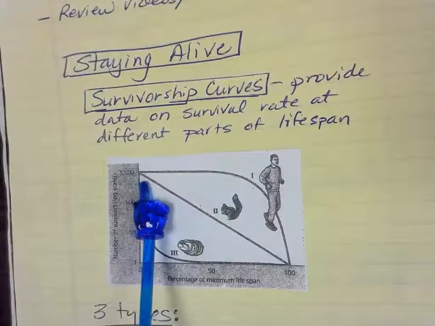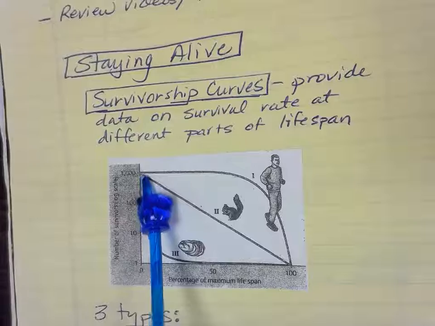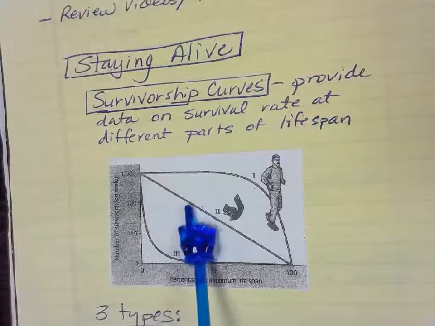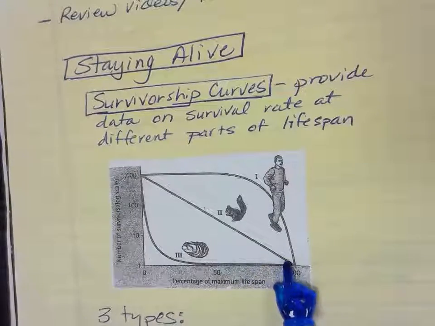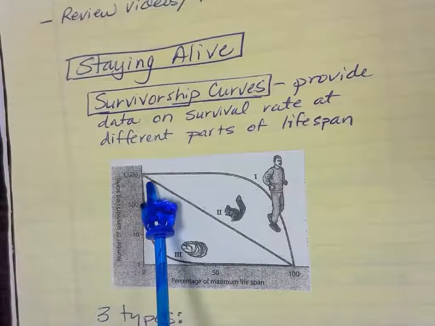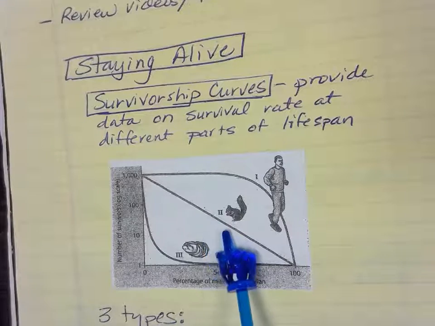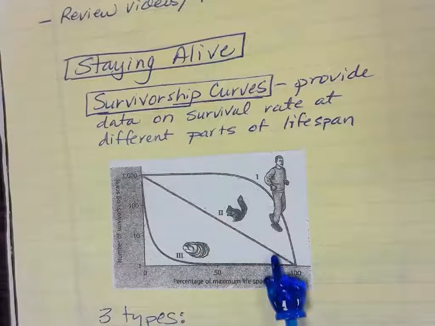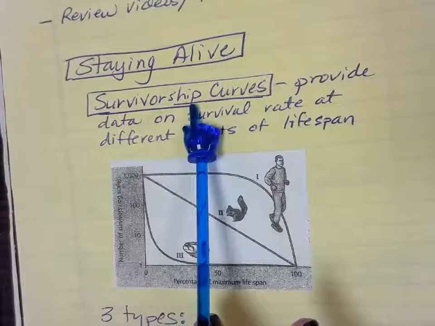Then we discussed the type 2 survivorship curve, like the squirrel here. Really, his chance of dying could come at any time in his life, just depending what's going on that particular day. It could be a young squirrel being eaten by a predator. It could be an adult squirrel being eaten by a predator. It could be an older squirrel dying of old age or disease. So these are your survivorship curves.